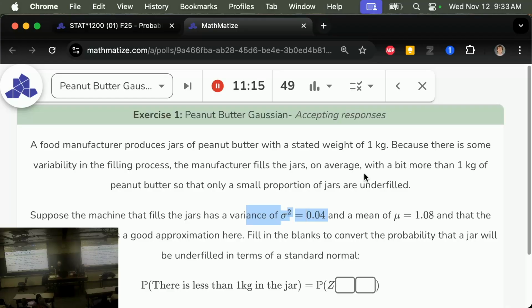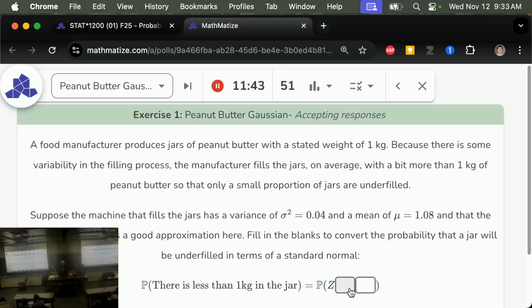So that's the question. And what did everyone say? The first thing is we're turning this real life statement, that there is less than 1 kilogram in the jar, into something about the standard normal, which some people call Z. That is the mean 0, variance 1, standard normal. That's the one on your formula sheet, and it says the probability that capital Z is less than lowercase z. That's the one we're looking at.